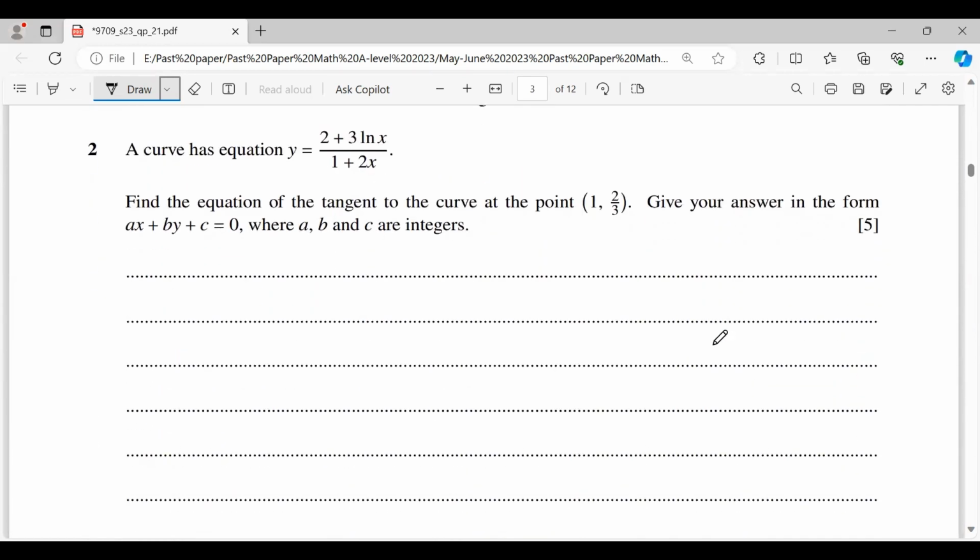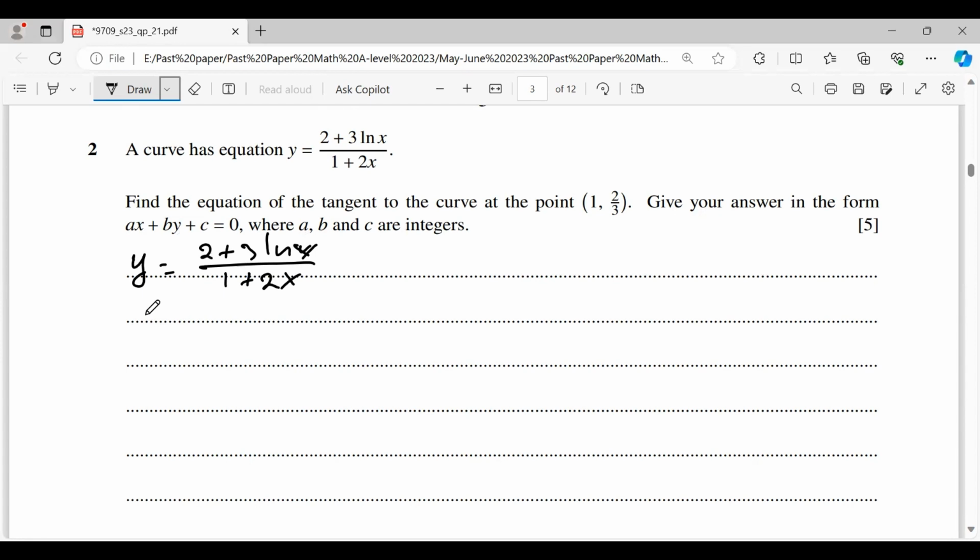Number 2. A curve has equation y equals 2 plus 3 ln x over 1 plus 2x. Find the equation of the tangent to the curve at the point 1, 2/3. Give your answer in the form ax plus by plus c equals 0, where a, b, and c are integers. Firstly, we have to find the derivative of this function.